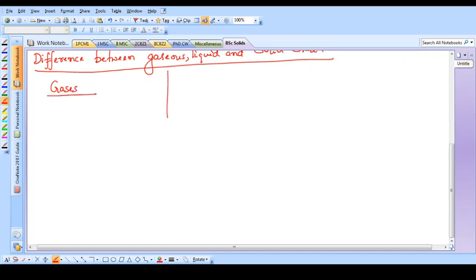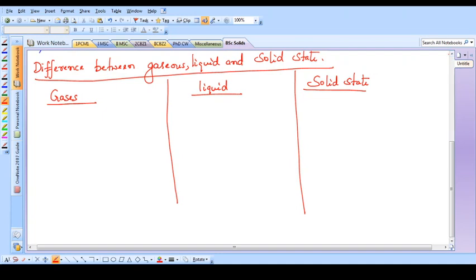Gaseous state, liquid state, and solid state. The first difference between these three states of matter can be realized or understood by the way the above two factors play their role.